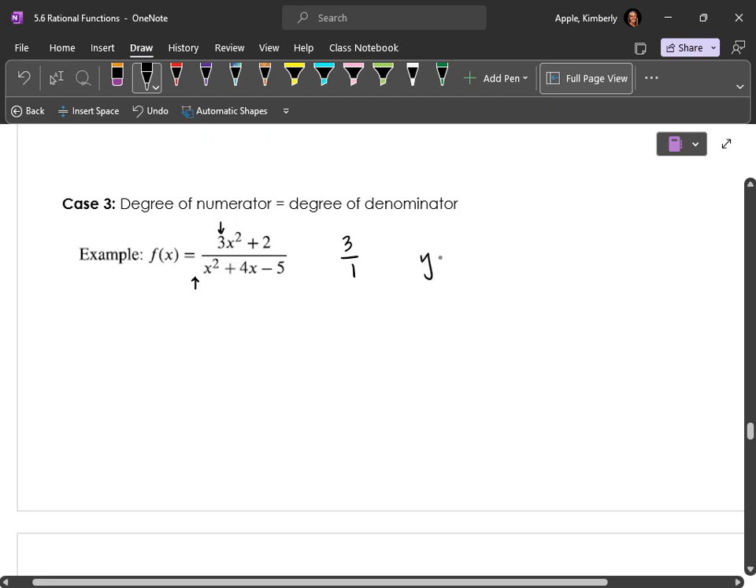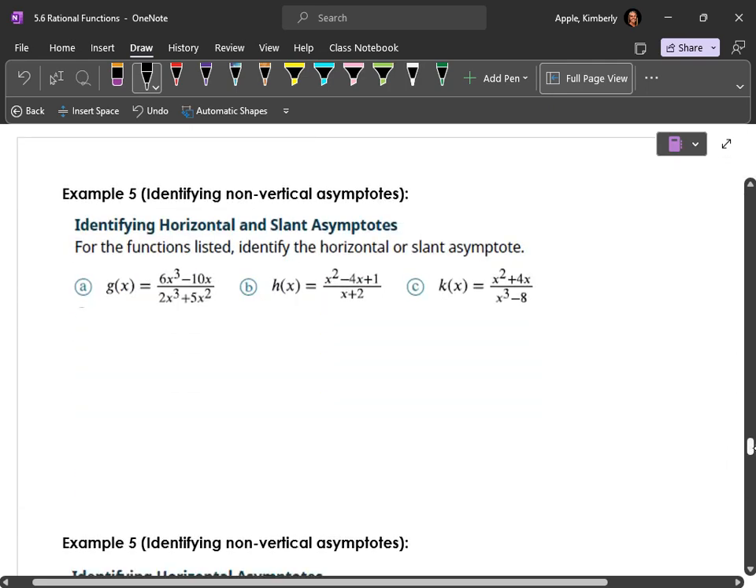And so this is going to be y equals 3 for our horizontal asymptote. So you'll be responsible for memorizing those 3 cases. Example 5, let's identify all non-vertical asymptotes. So here, notice I have equivalent degrees. And so the horizontal asymptote will be located at the ratio of the leading coefficients. So that'll be y equals 3.